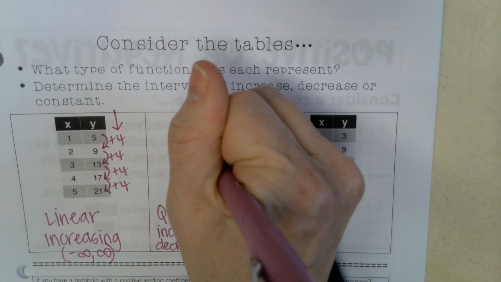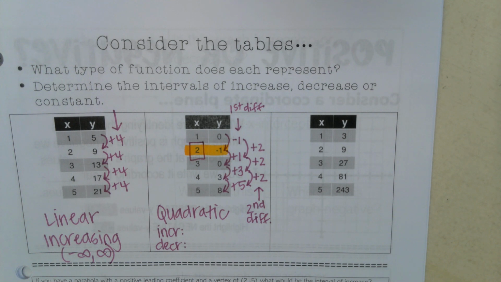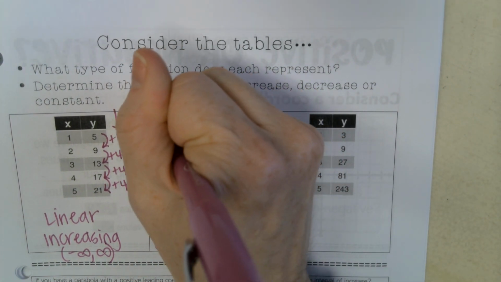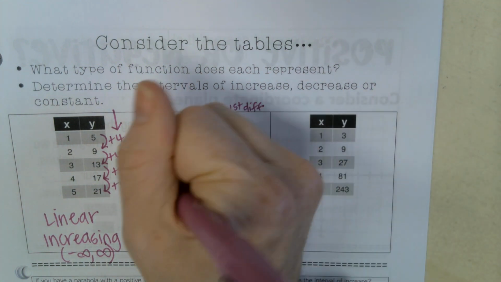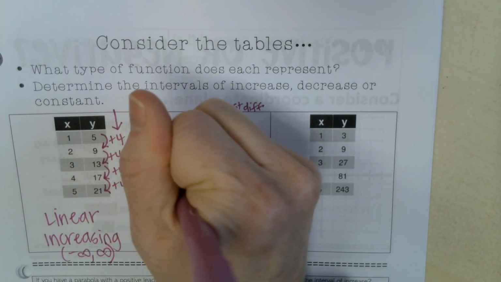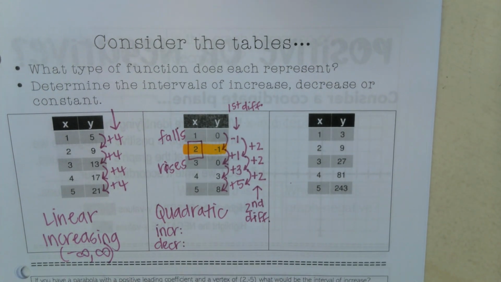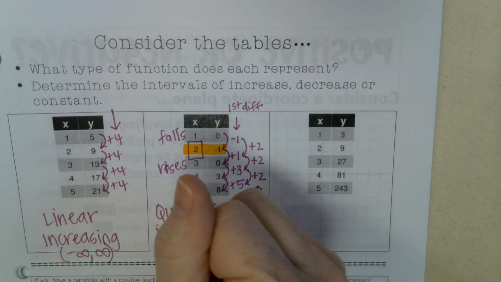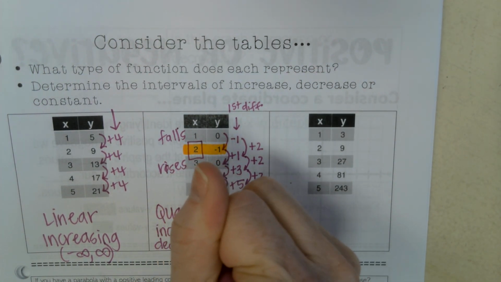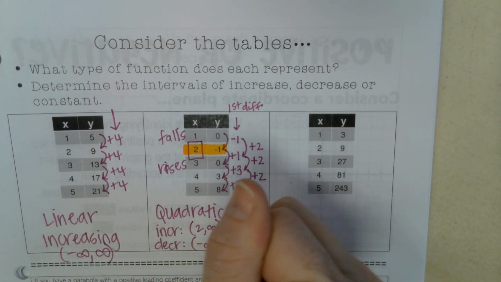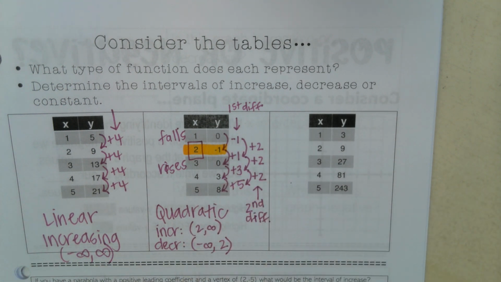So I'm going to use my x coordinate. Before it was falling, and after it rises. So it increases from 2 to infinity, and it decreases from negative infinity to 2.